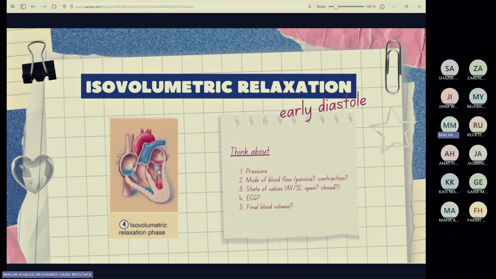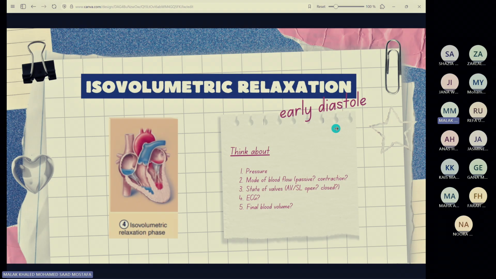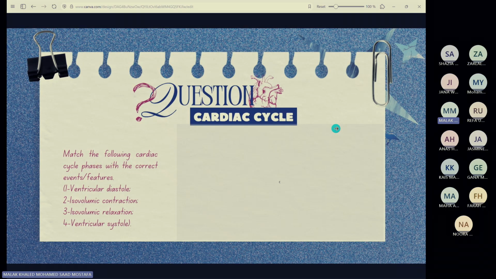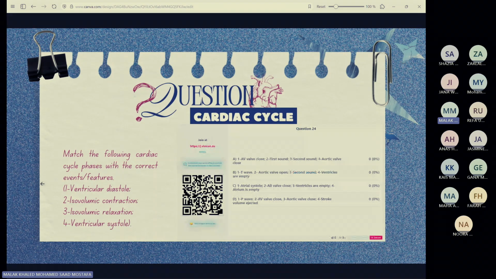That's your end systolic volume. Okay. So there is a question here, but I told you that we'll do the matching questions before that. You guys can try the first one on your own later. It's actually simpler than this one. So match the following cardiac cycle events with the correct events or features. You have ventricular diastole, isovolumetric contraction, or isovolumetric relaxation, and then your ventricular systole.